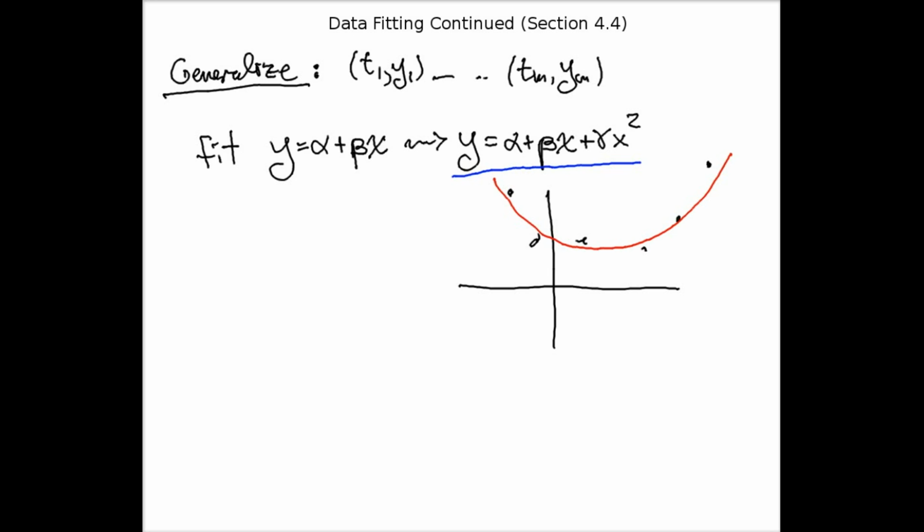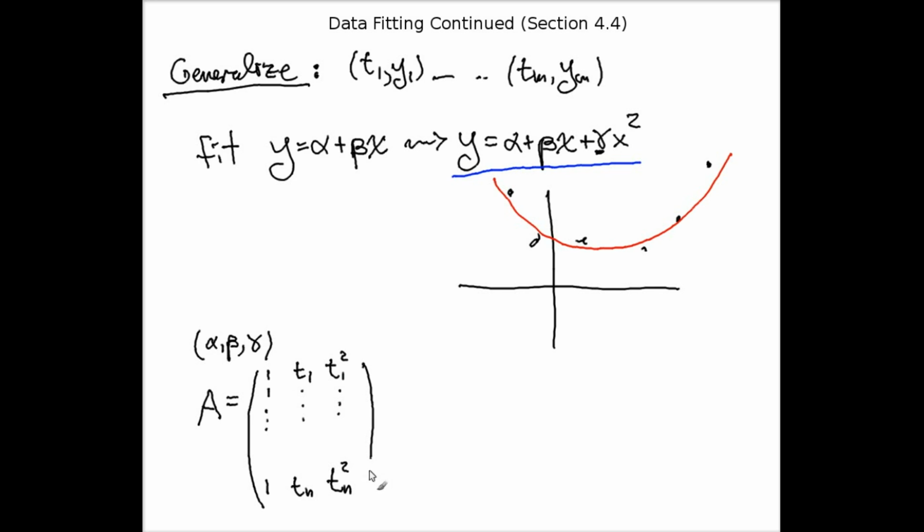And well, part of the reason I reiterated what I said on the previous page is because now we're almost done here. We just have this one extra term. So this vector that we're interested in is a 3-vector, alpha, beta, gamma. And the only change now is that before we took A to be 1, and then T1 down to Tn. And now you put in a new column, T1 squared down to Tn squared. Okay, that's the new ingredient in this case.